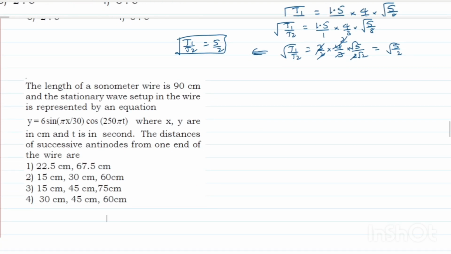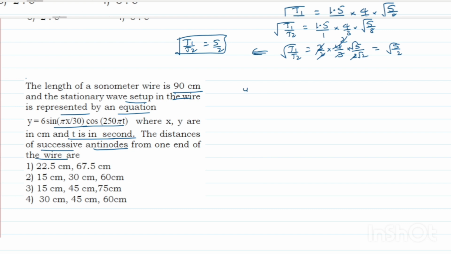Let us see the next question, students. The length of the sonometer wire is given as 90 centimeter, and its stationary wave set up in the wire is represented by the equation y equals 6 sin pi x by 30 into cos 250 t, where x and y are in centimeters and t is in seconds. They are asking for the distance of the successive antinodes from one end of the wire.